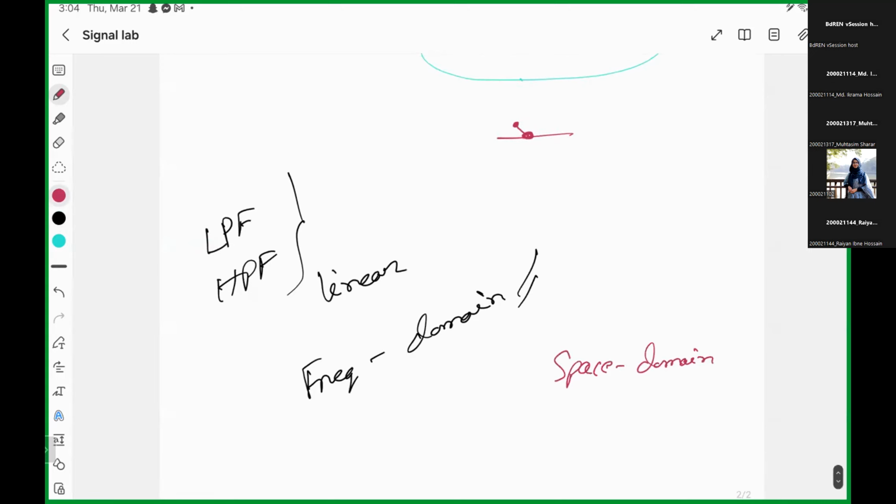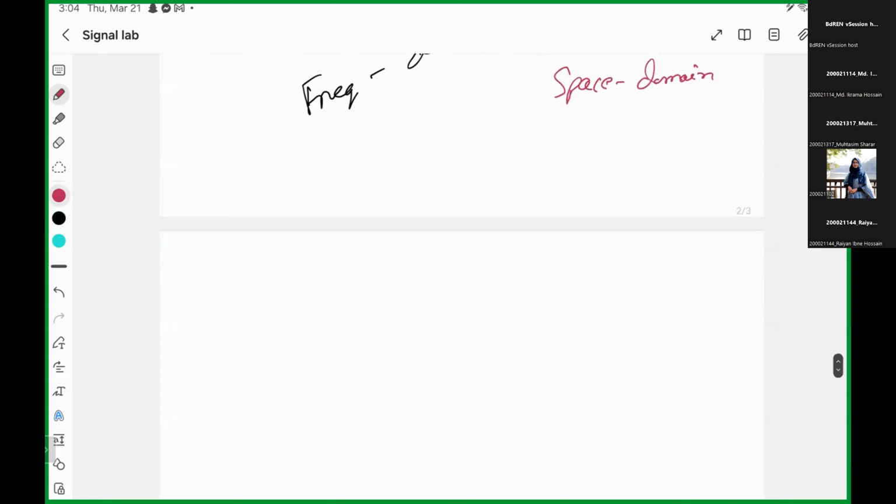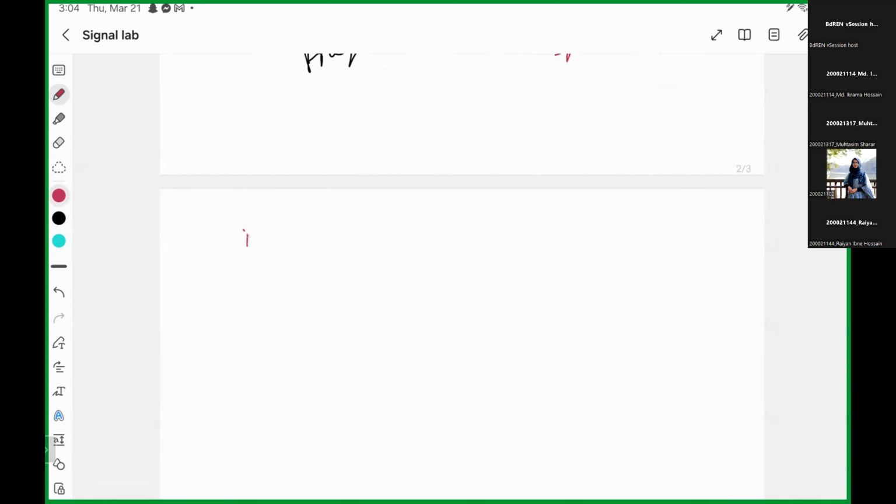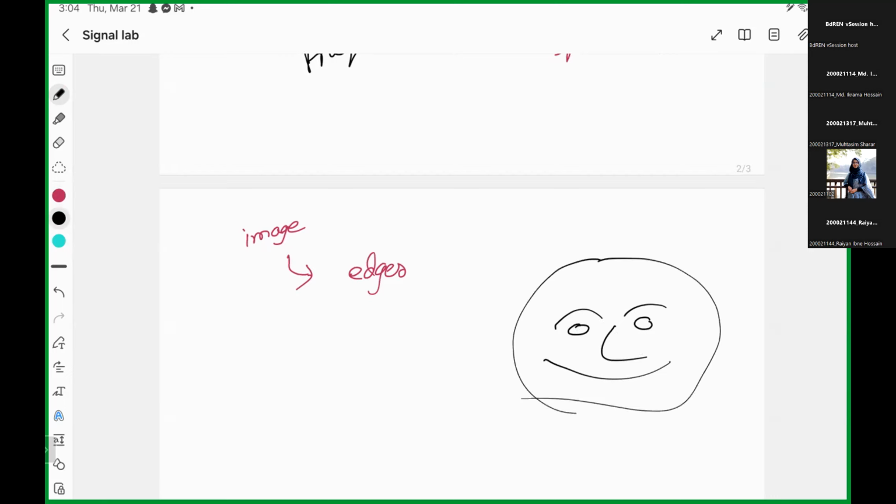What does it mean by space domain? See, if you have an image, let's draw an image. This is the eye. This is the person's face. If you consider the pixel values in these regions, is there any change in the pixel values? Almost the same, right? In the forehead, there will be almost the same. But whenever I go to this eyelid, there will be a certain change in the pixel values, because that will be completely black. So there is a major change here. So this is the edge, right?